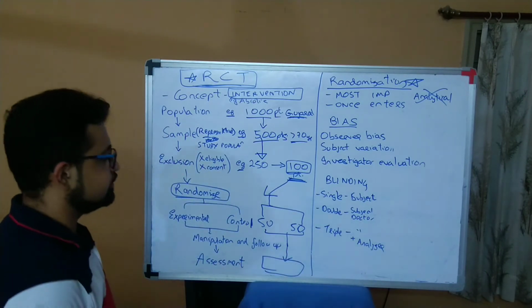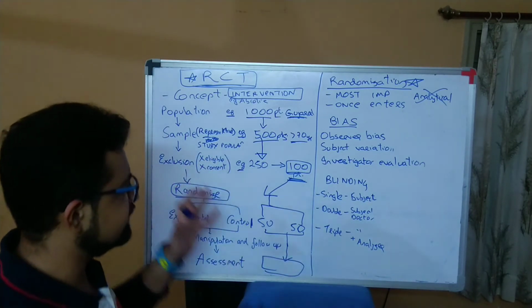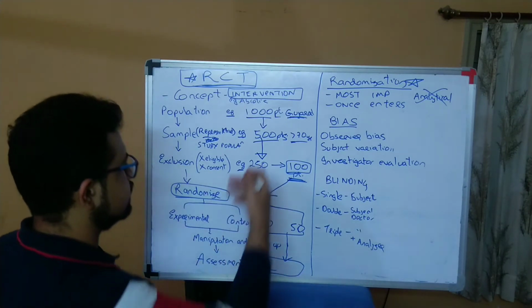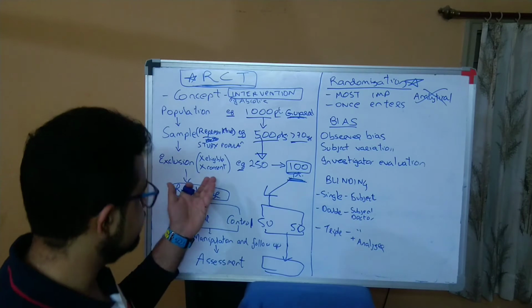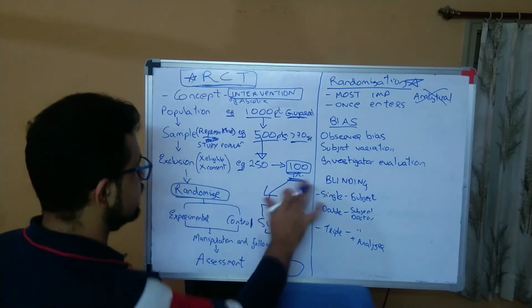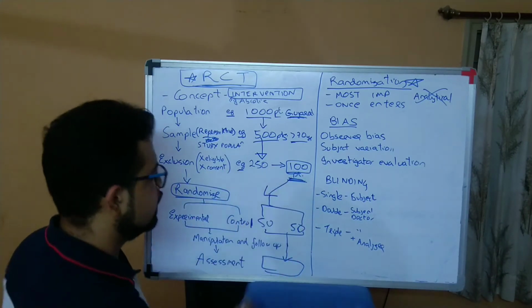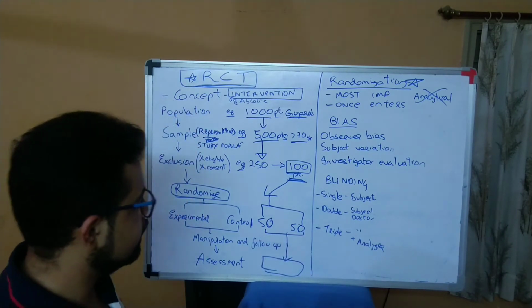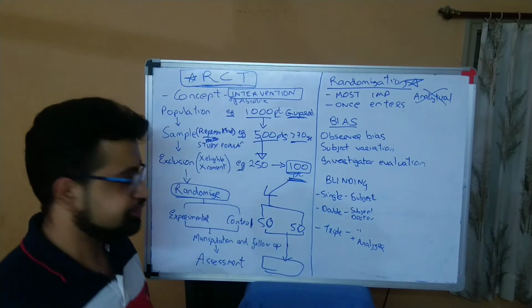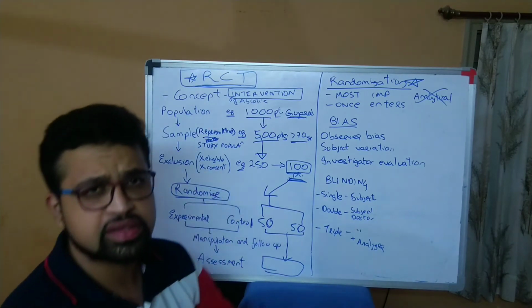Then there is exclusion. Those who are not eligible, who are not in ICU stay, are not eligible. 250 patients are not in our trial. Out of those, 150 people didn't give consent. So we have 100 patients. Then we go for randomization. 50 are given amphotericin, 50 are not given amphotericin, right? We follow up and we assess. This is the concept of a randomized control trial.